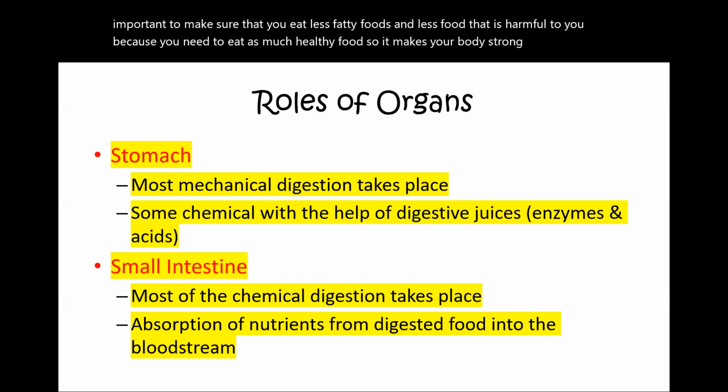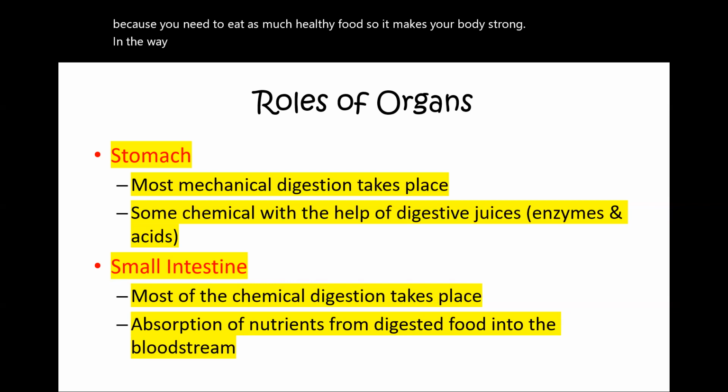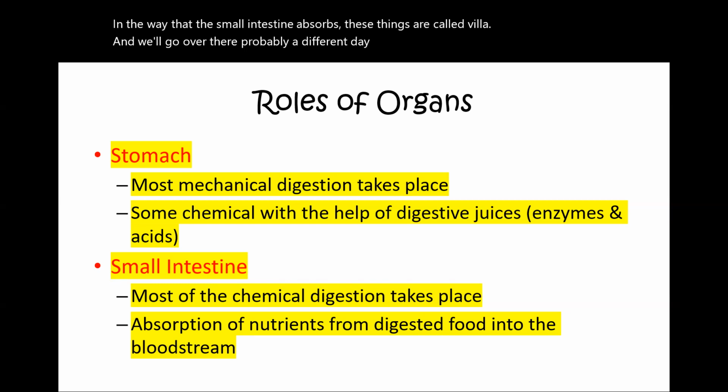And the way that the small intestine absorbs these things is through villi, and we'll go over what they are and what they look like probably on a different day.